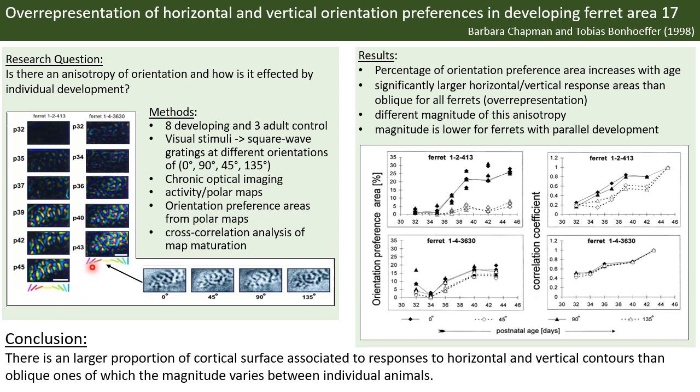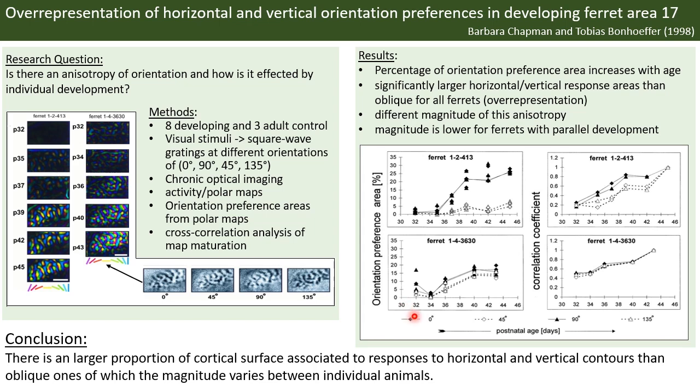These and other findings can be seen more clearly in this figure. It illustrates the following. You can see the percentage of the orientation preference area to the observed cortex during the ferret's development. On the right, the correlation coefficient is shown also with respect to the postnatal age of the ferret in days. The different markers and line styles show the different stimuli. The black lines show the vertical and horizontal stimuli, while the dashed ones show the oblique ones. The paper illustrates this for all 8 ferrets.